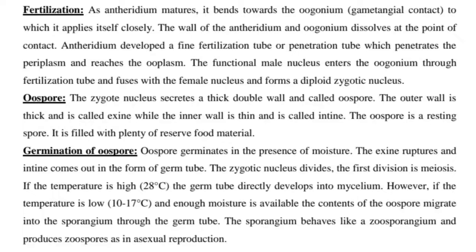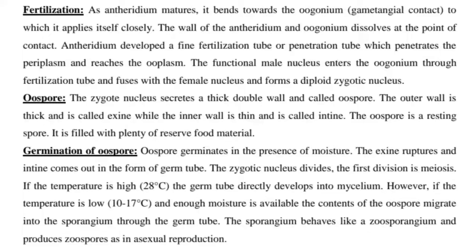The outer wall is thick and is called exine, while the inner wall is thin and is called intine. The oospore is a resting spore. It is filled with plenty of reserve food material. Germination of oospore: the oospore germinates in the presence of moisture. The exine ruptures and the intine comes out in the form of a germ tube. The zygotic nucleus divides. The first division is meiosis.